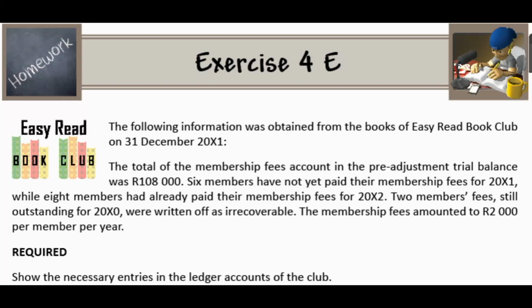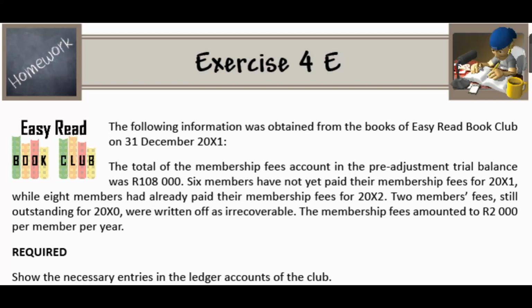The following information was obtained from the books of the Easy Read Book Club on the 31st of December X1. The total of the membership fees account in the pre-adjustment trial balance was 108,000. 6 members have not yet paid their membership fees, while 8 members have already paid for X2. 2 members that were still outstanding for X0 have to be written off as irrecoverable. The membership fees amounted to 2,000 Rand per member per year. Show the necessary entries in the ledger accounts of the club.